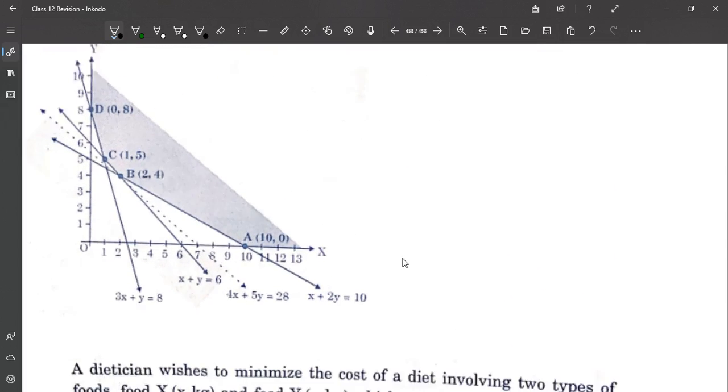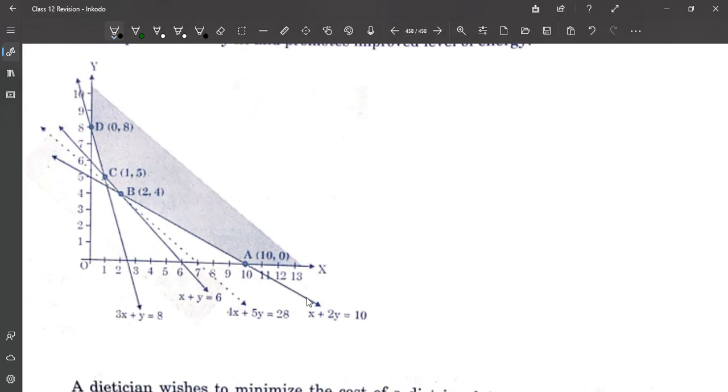Which are the constraints? There are three lines which you can identify: one is this, the other is this, and the other is this, correct? So we'll identify the constraints one by one. First of all, the constraints are initially in the form of a straight line. So the first straight line is 3x plus y is equal to 8.